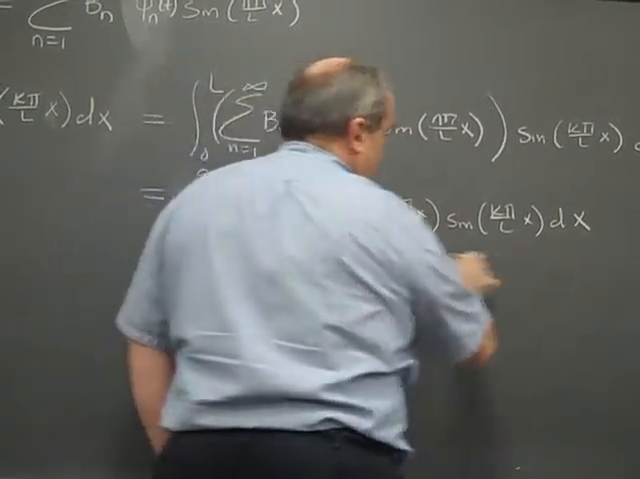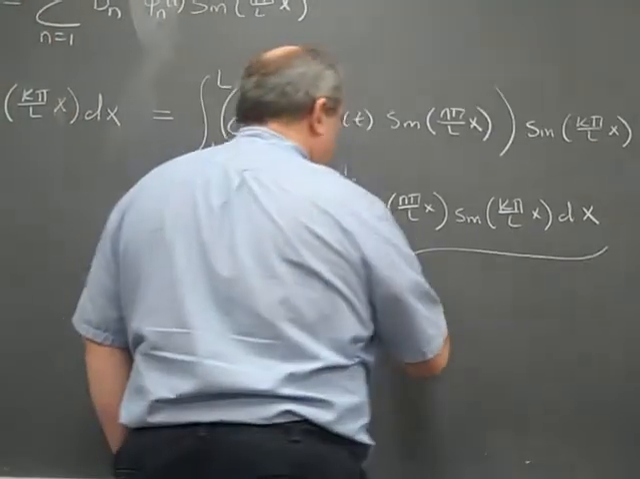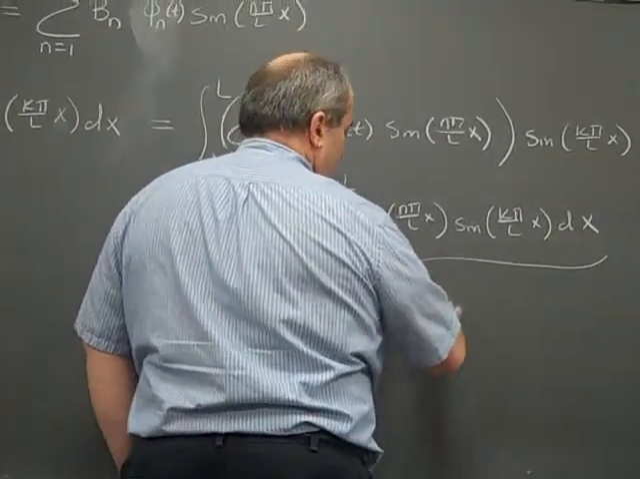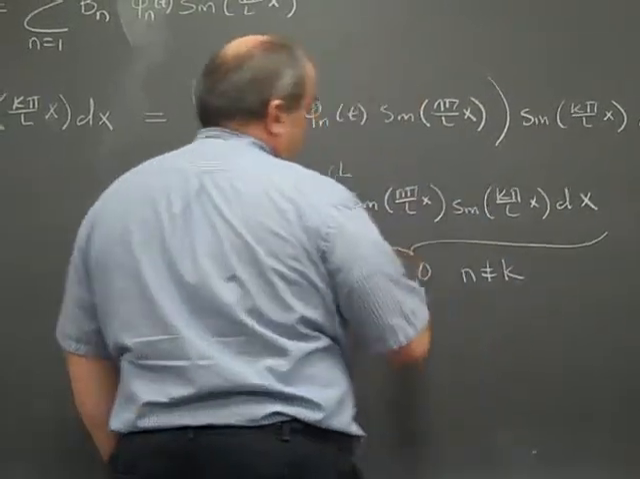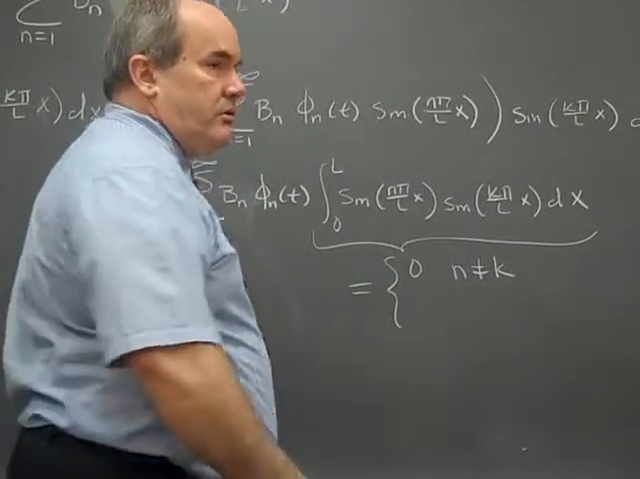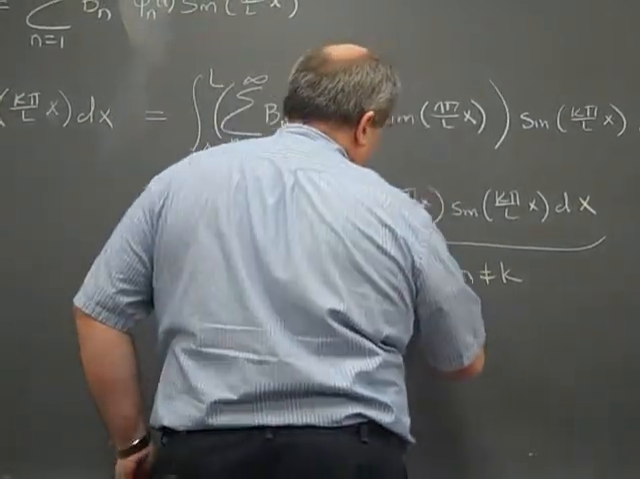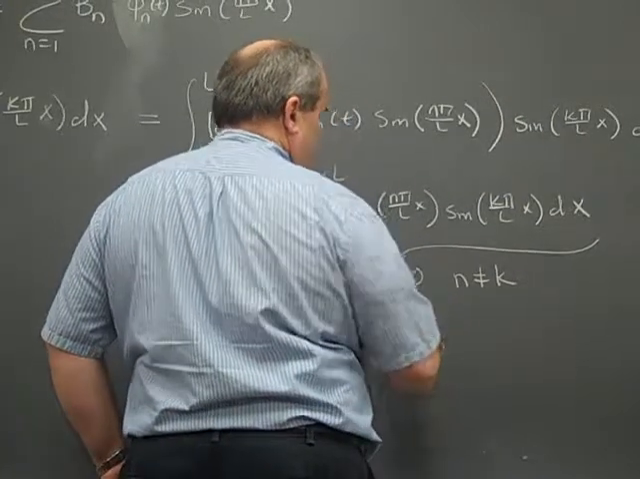But that integral, we know, is 0 except for when k is equal to n. So it's 0 when n is not equal to k, and then we would have to plug it into Wolfram Alpha or something like that to find out what it is. Is it 1 over 2L? I don't know. That seems.